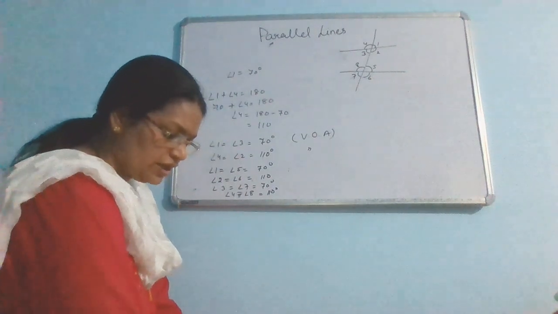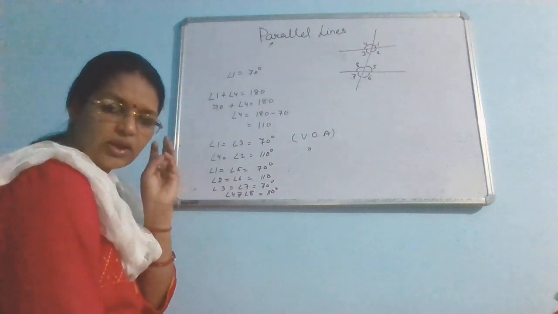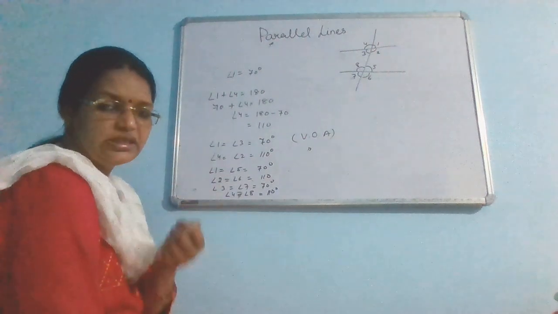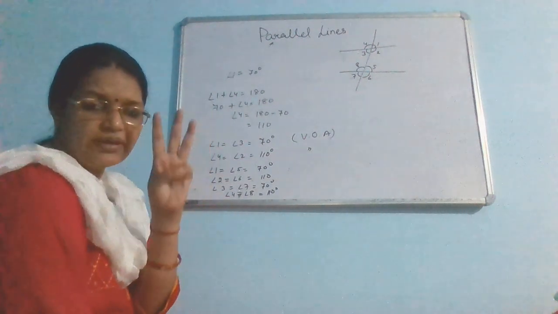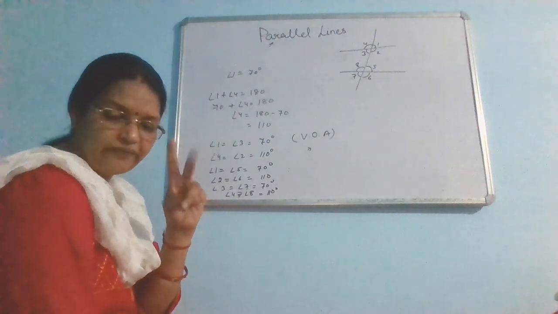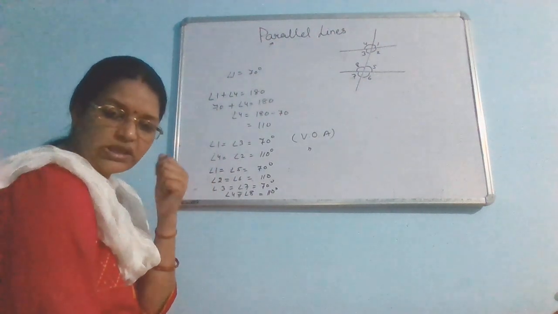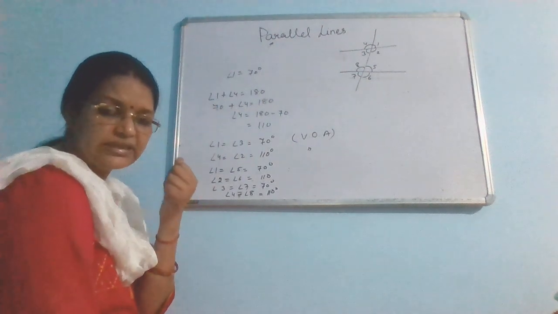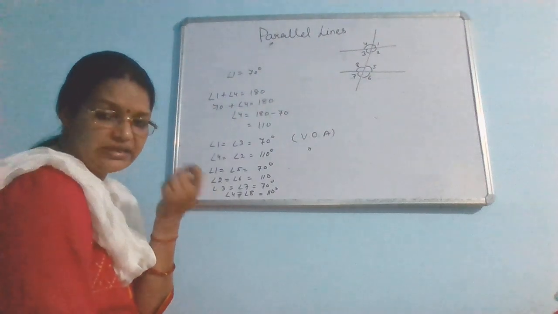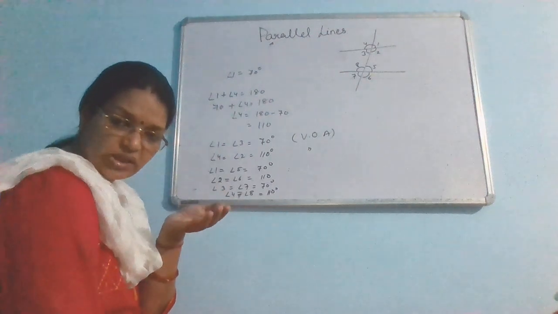And then we can go for some more questions. We have to just keep in mind: corresponding angles are equal, alternate interior angles are equal, and the sum of co-interior angles is equal to 180 degrees. These three properties you have to learn very carefully. The first one: if the two lines are parallel, the corresponding angles are equal. If two lines are parallel, the alternate interior angles are equal. And if two lines are parallel, the sum of co-interior angles is equal to 180 degrees. So only these three properties, and the vice versa is also there.